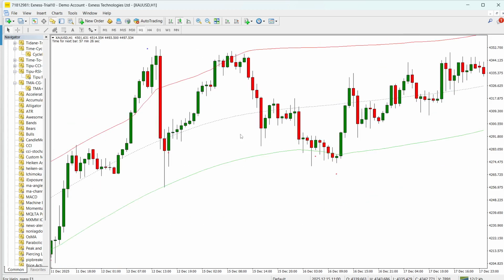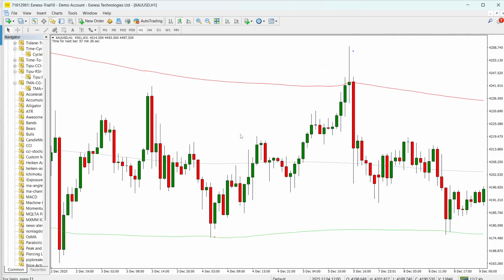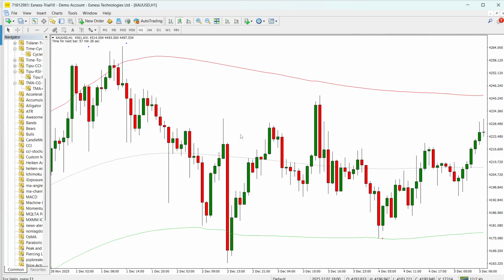It's important that traders confirm signals with their own price action analysis and risk rules and be wary of relying solely on the indicator in volatile conditions.